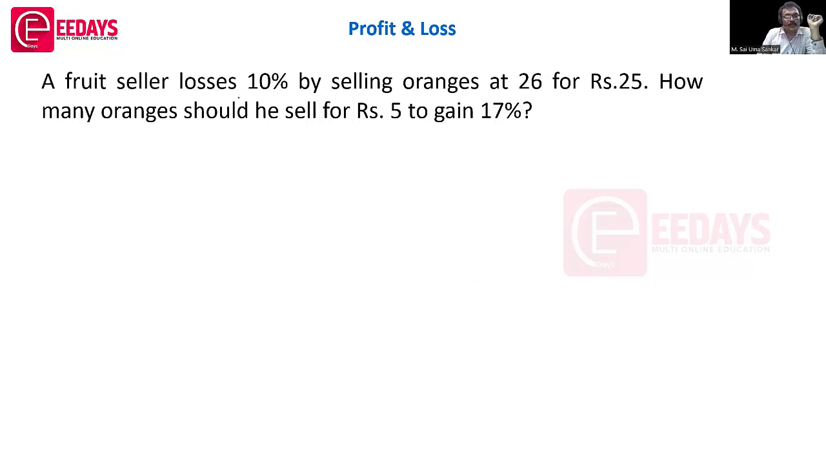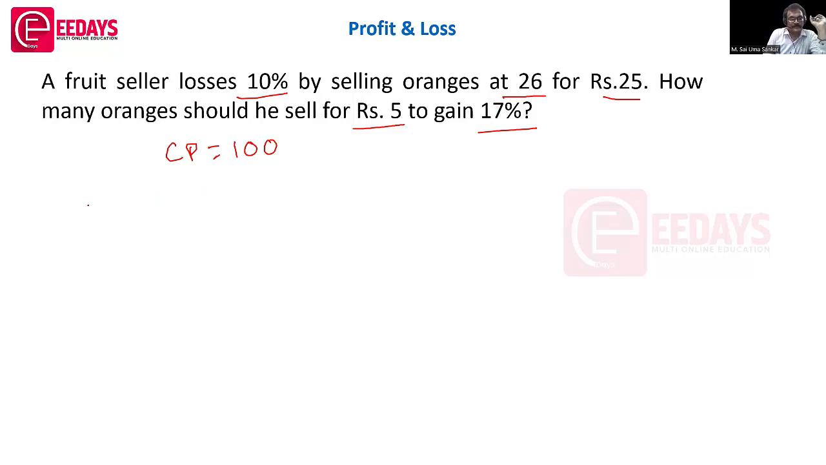A fruit seller loses 10% by selling oranges 26 for 25 rupees. How many oranges should he sell for 5 rupees to gain 17%? What is the cost price? As usual, 100.